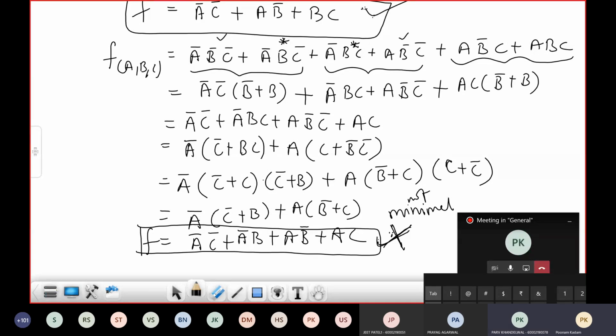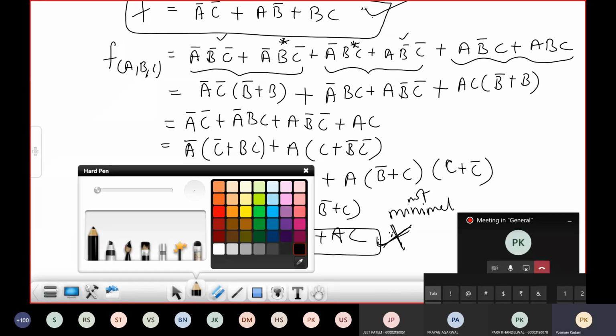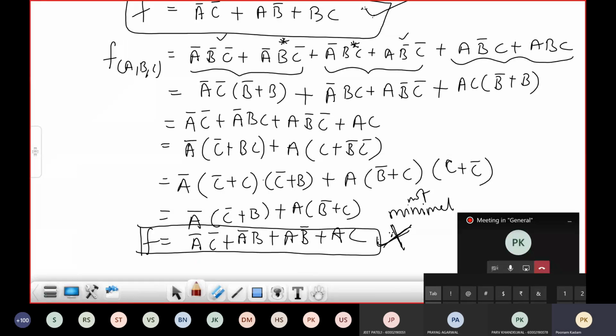Ma'am, I've done it another way, but I've got a different answer. You may get some other answer also. How many terms are there in that? 4 terms, right? So that is again not a minimal expression. But if you do it the way I have shown here, combine the first term with the fourth term. First and fourth, what do you get? Let me just change the color of the pen and I'll write it here. Can you see this marking? I have made some marking.